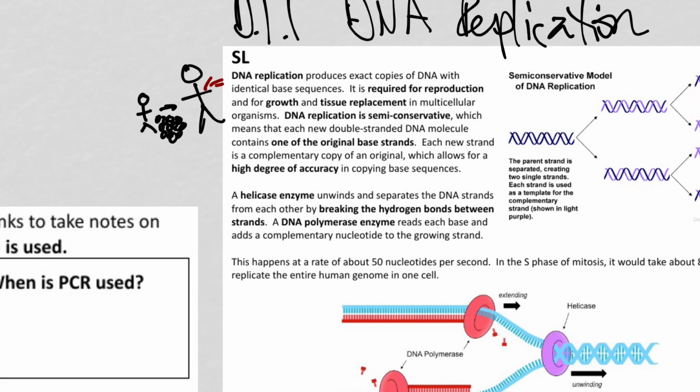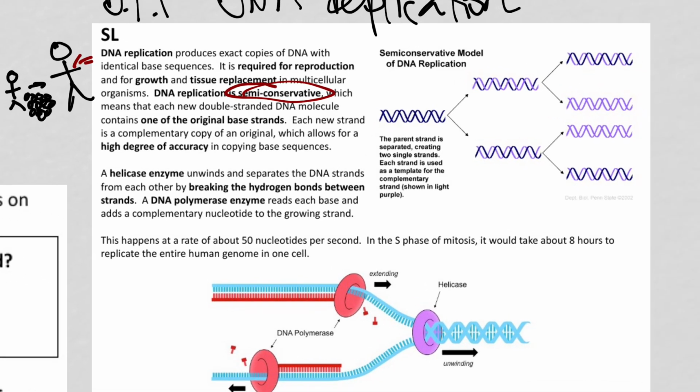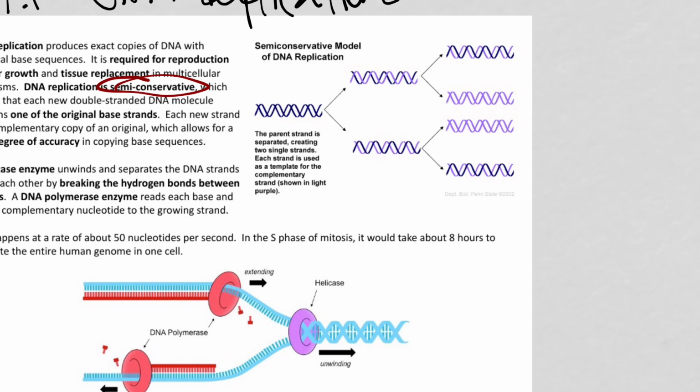DNA replication is semi-conservative. Semi-conservative means that each new double-stranded DNA molecule contains one of the original base strands. So here we've got this picture where we've got our two dark blue DNA strands. And what's going to happen is these two are going to separate. And one is used to make a complementary copy. And the other one is also used to make a complementary copy.